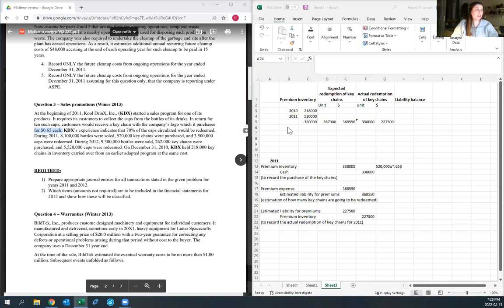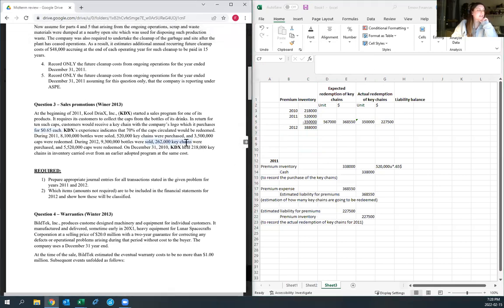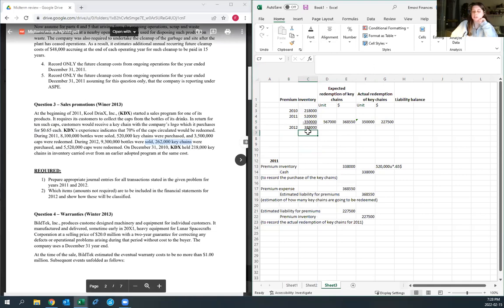We're now going to do 2012. My beginning inventory for 2012 is basically my beginning inventory from 2011 plus my purchases minus my redemptions. So my beginning inventory is 388,000. They bought in 2012, 262 keychains were purchased. So I'm going to add 262.